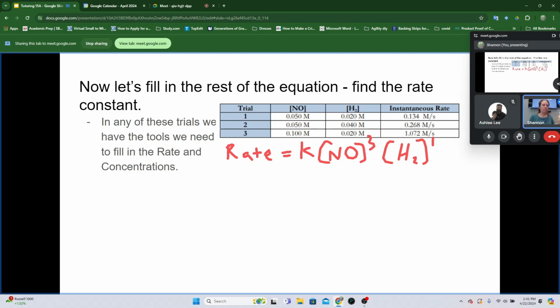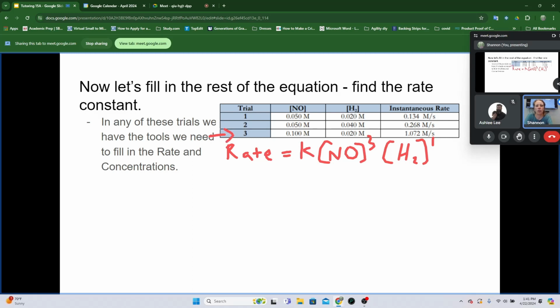Does it matter which one? It doesn't matter which one. Just pick the one that looks like it might give you the easiest numbers. Okay? So for me, if I'm picking one, I'm going to pick trial 3 because it has a 0.1, and anytime you have just tens there, it gives you an easier number. But honestly, it doesn't matter. All of them would give you the same answer. Okay, so I'm going to pick trial 3.